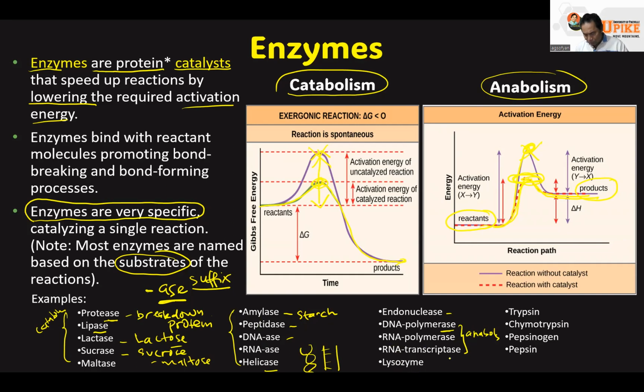RNA polymerase, this is the one that will make RNA. Lysozyme, we already mentioned lysozyme. This is the one that cuts foreign molecules like bacteria. Sometimes the name of an enzyme also ends with IN. Trypsin, chymotrypsin, pepsin, pepsinogen. Mostly, if it is like this, the substrate is actually protein. So these are some examples of the names of enzymes. They have very specific names because they also work for specific substrates.